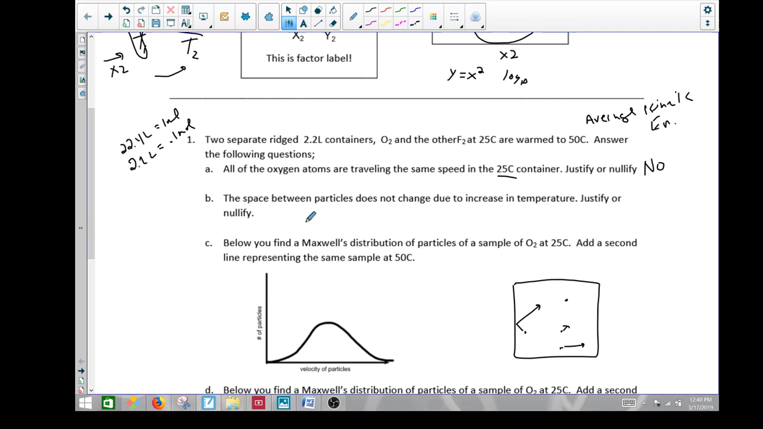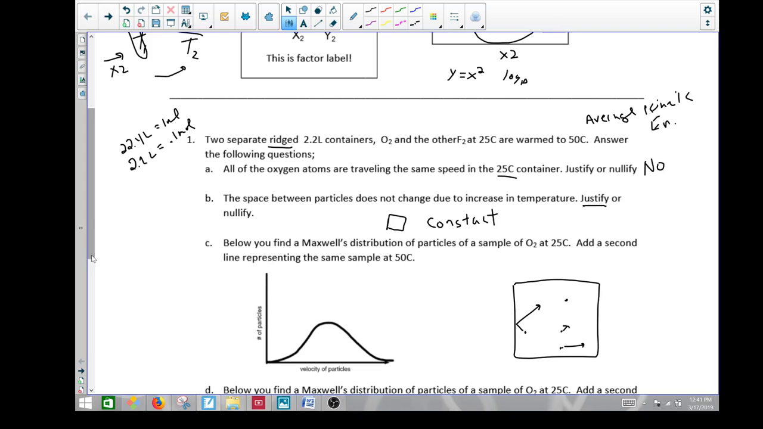The space between the particles does not change due to increasing temperature. Justify or nullify. This is a justify. Because it is a rigid container, and the container is not expanding at all, then the total volume between particles is constant. Small detail, but I've seen it come up.